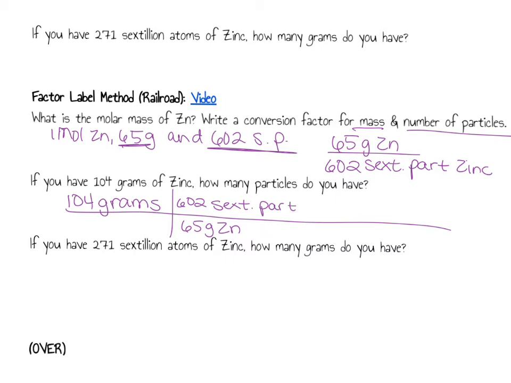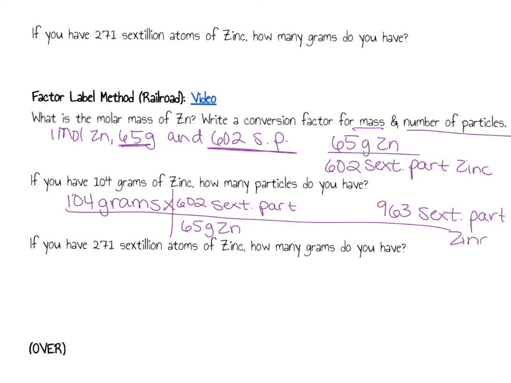And this is where it gets a little different because we now have 3 numbers. So the first thing you're going to do is the 104 times 602, enter, and then divide that by 65. When you do that, you get an answer of 963 sextillion particles of zinc.